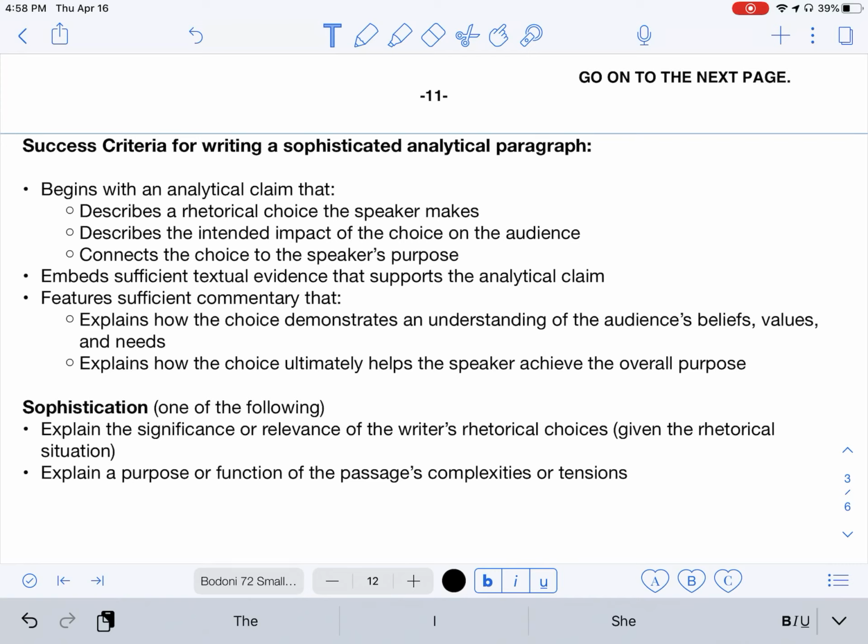Next, the paragraph should feature sufficient commentary that both explains how the choice demonstrates an understanding of the audience's beliefs, values, and needs, and also explains how the choice ultimately helps the speaker achieve his or her overall purpose. All right, that's your commentary. You need to do both of those, not just one, but both.